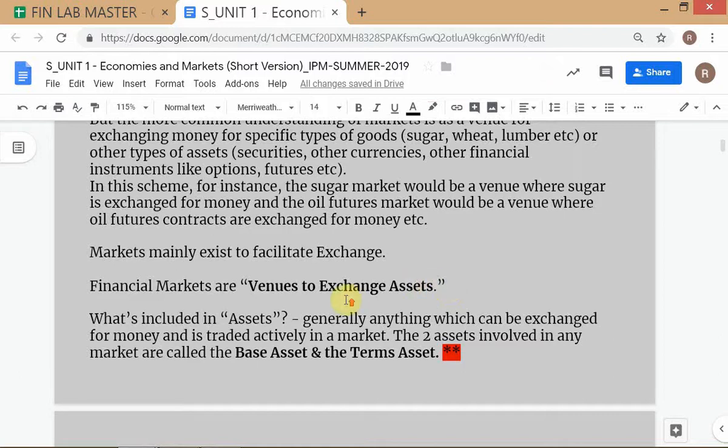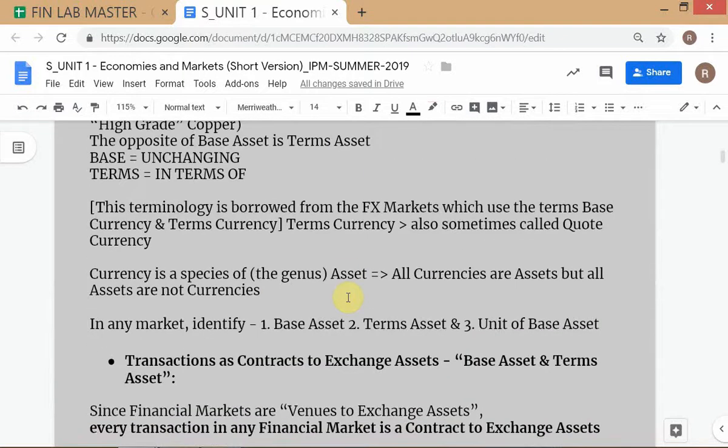Okay. So, what did I say? Base asset. The reason I borrowed this from the currency markets and extended it to the entire universe of assets is because currency is a species of asset. Therefore, the market terminology that we use in the currency markets, base currency and terms currency, we can apply across the board to all assets by using the more general terms base asset and terms asset. Are you following my logic? Yes, everybody? Alright.